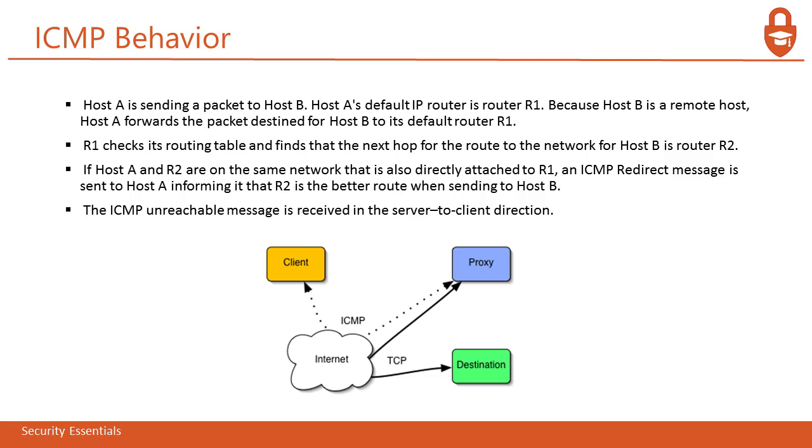So R1 checks its routing table and finds that the next hop for the route to the network for host B is router R2. If host A and R2 are on the same network that is also directly attached to R1, an ICMP redirect message is sent to host A, informing it that R2 is the better route when sending to host B. The ICMP unreachable message is received in the server to client direction. So it's like you are using a ping command.